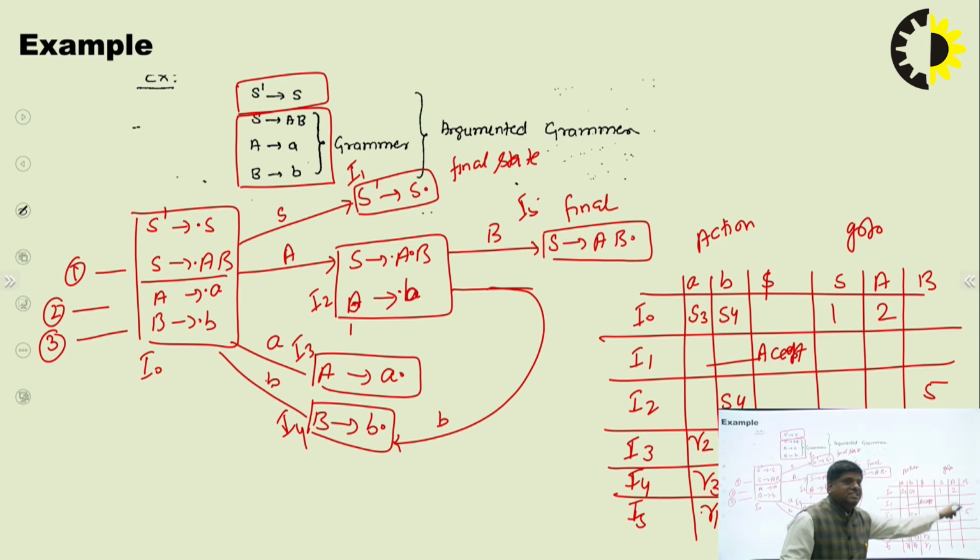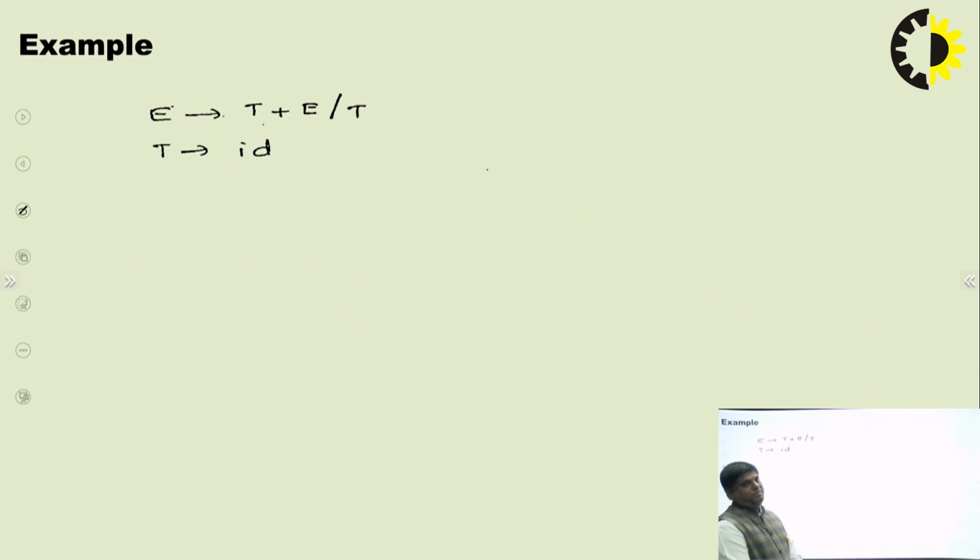Now this is known as the LR parsing table. Now this is the final. With the help of this table and the stack, we finally conclude the answer of this problem. Now for better understanding, we move to another example. This is also a very important example.